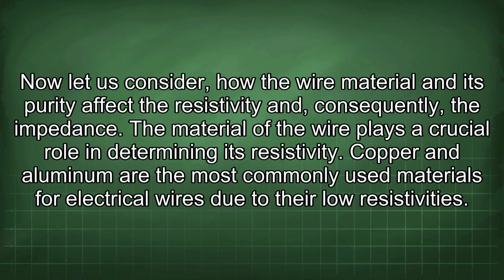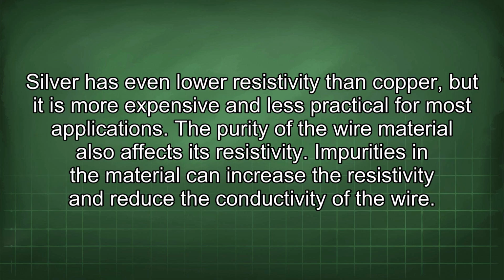Now let us consider how the wire material and its purity affect the resistivity and, consequently, the impedance. The material of the wire plays a crucial role in determining its resistivity. Copper and aluminum are the most commonly used materials for electrical wires due to their low resistivities. Silver has even lower resistivity than copper, but it is more expensive and less practical for most applications.